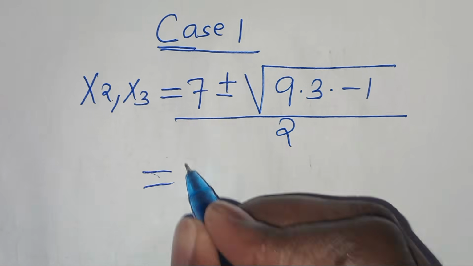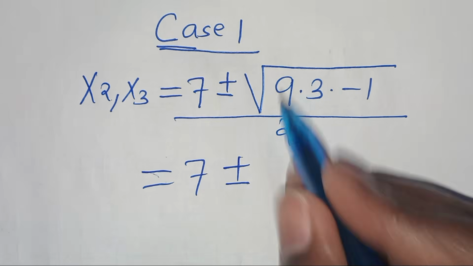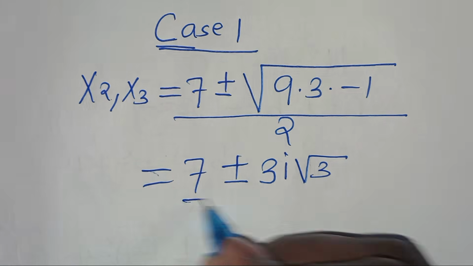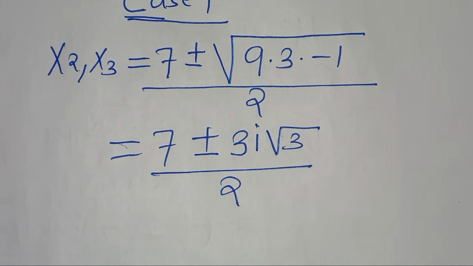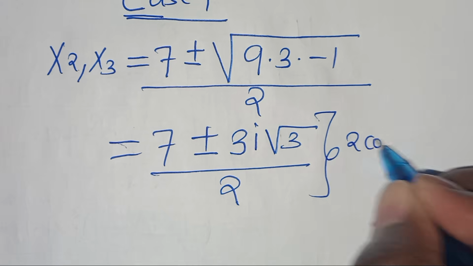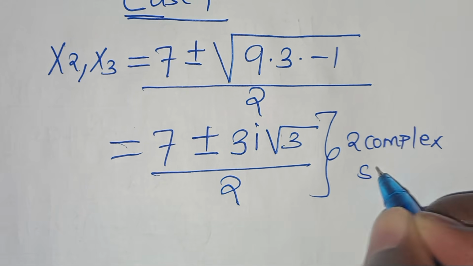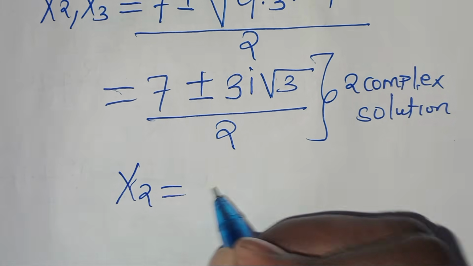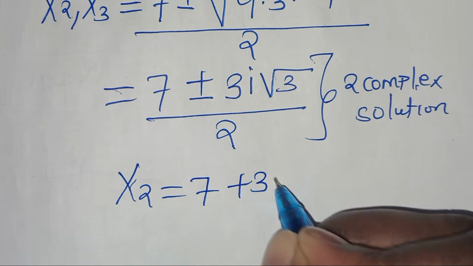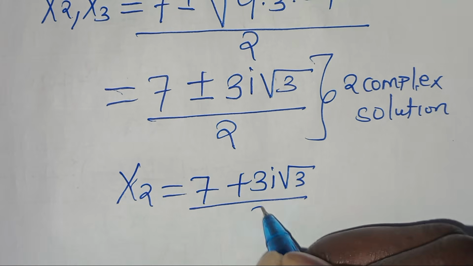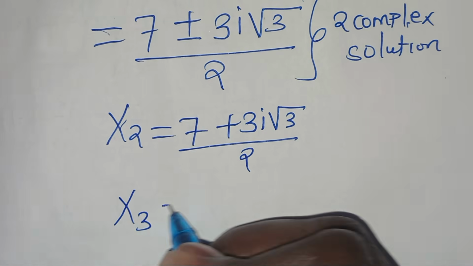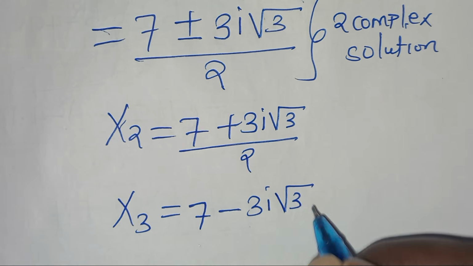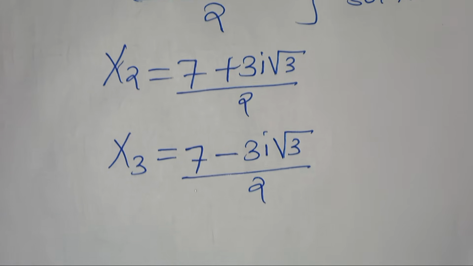So this means that here we have 7 plus or minus the square root of 9, this is 3, square root of minus 1, this is i, then square root of 3, everything here divided by 2. So this implies that here we have two complex solutions. And this means that x2 is equal to 7 plus 3i square root of 3 over 2. And we have x3 is equal to 7 subtract 3i square root of 3 divided by 2. So these are two complex solutions.